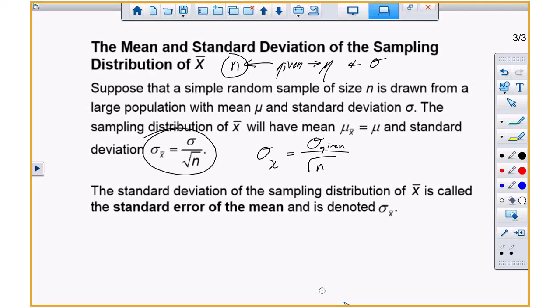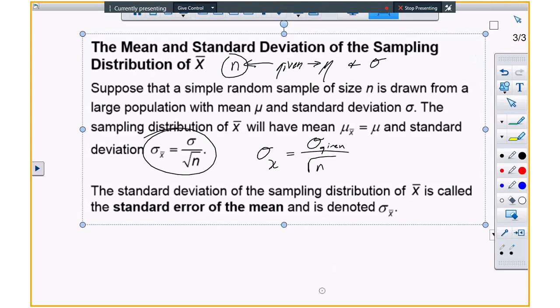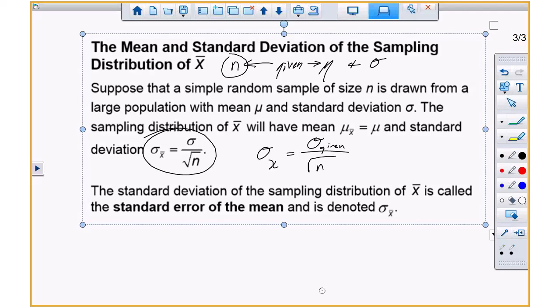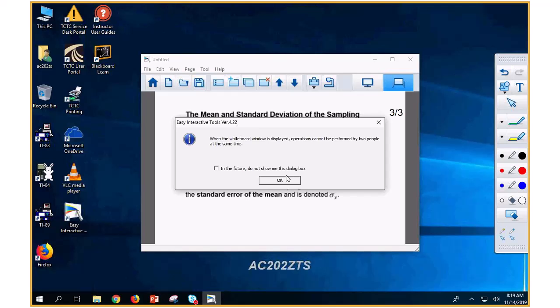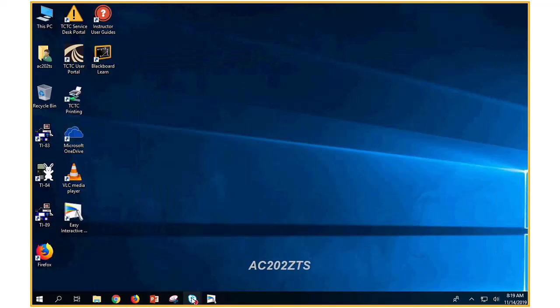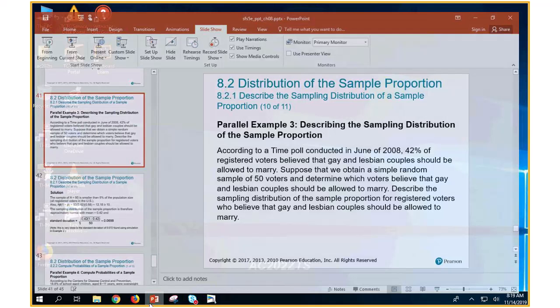Out of 8.1 and 8.2, those are the three formulas or the three slides that are most important in 8.1 and 8.2. All right, so I'm going to show you. I'm going to go to the handy dandy slides. Let me get out of this. Give me a second. And pull up. There we go.